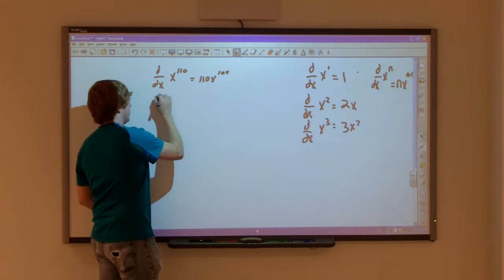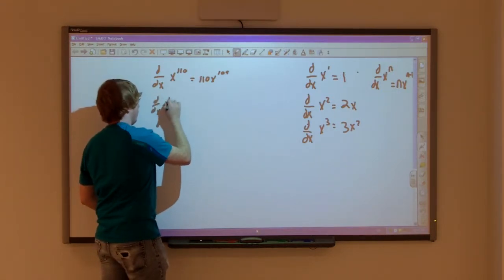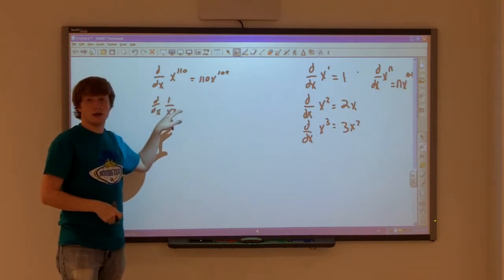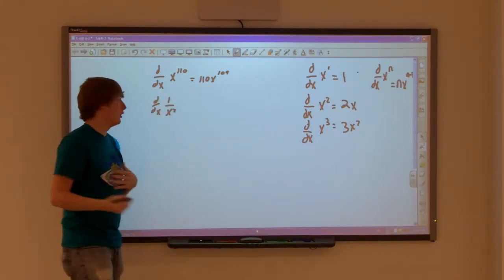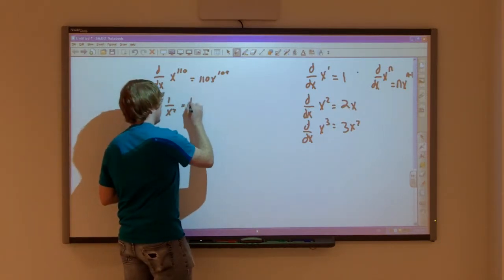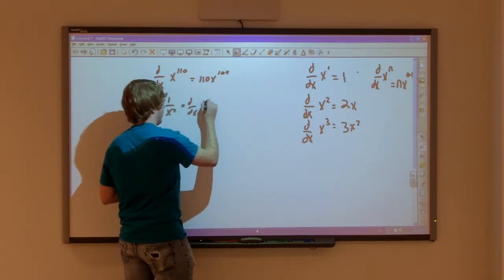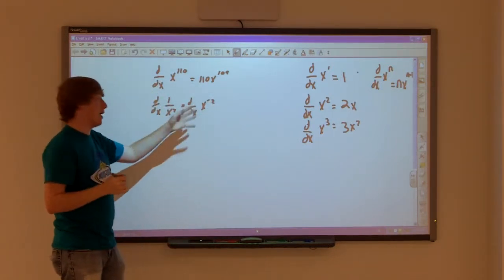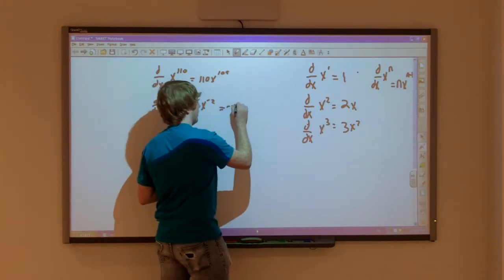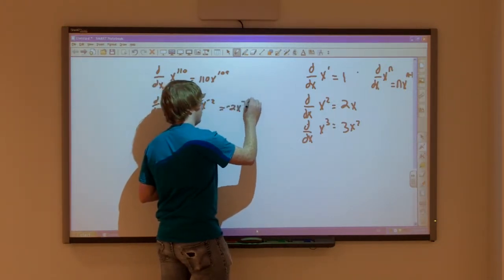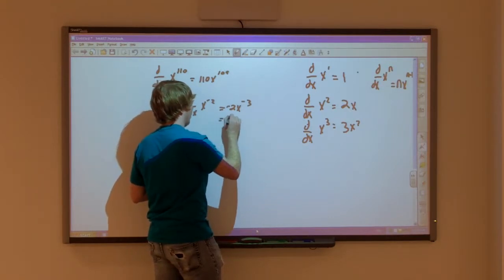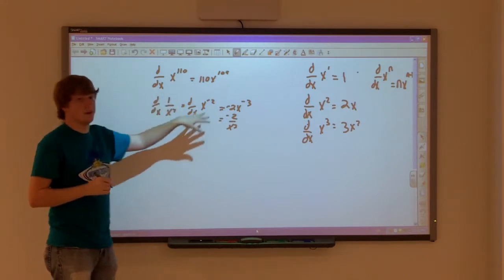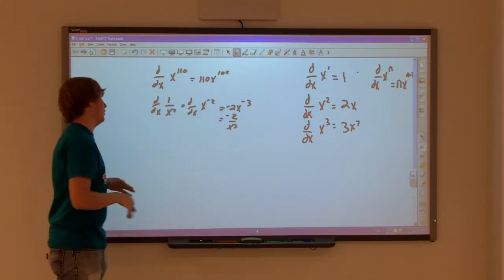If you wanted to take d/dx of 1 over x squared, we know that if you have a power in the denominator, that's just the same thing as saying a negative power. So that's going to be the same thing as d/dx of x to the negative 2. And then when we take this derivative by the power rule, you just get negative 2x to the negative 3, or negative 2 over x cubed. And you can confirm all this if you want to using the limit definition.